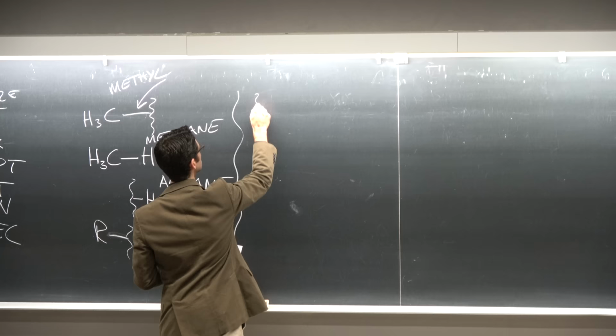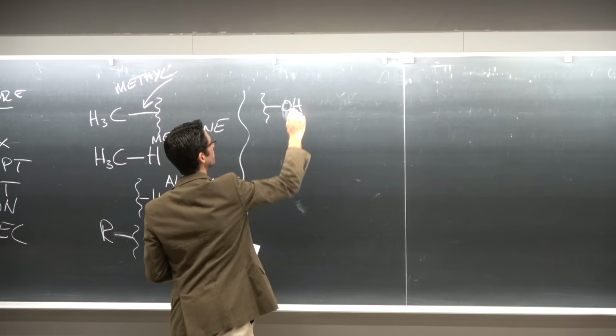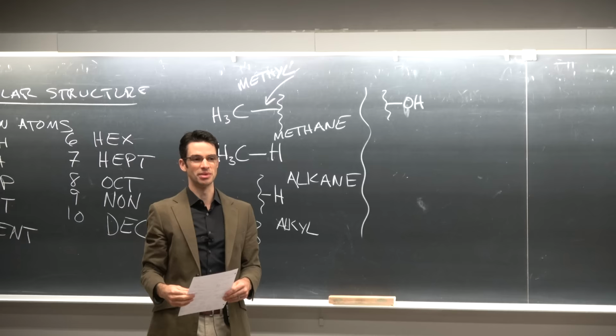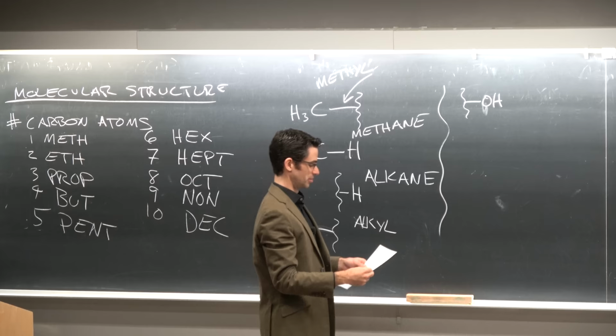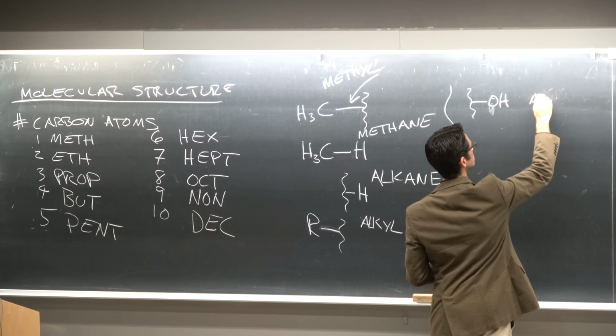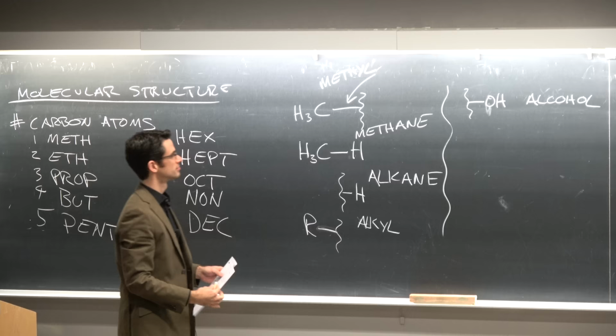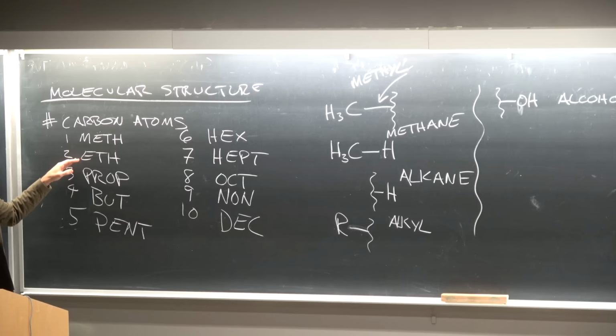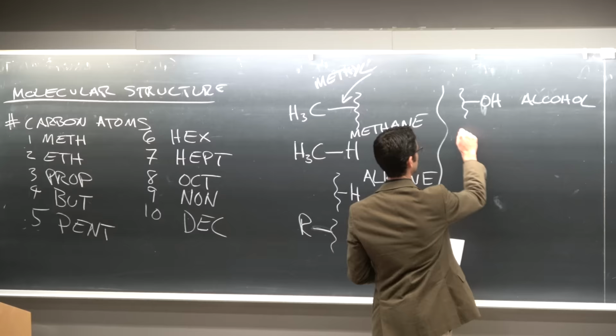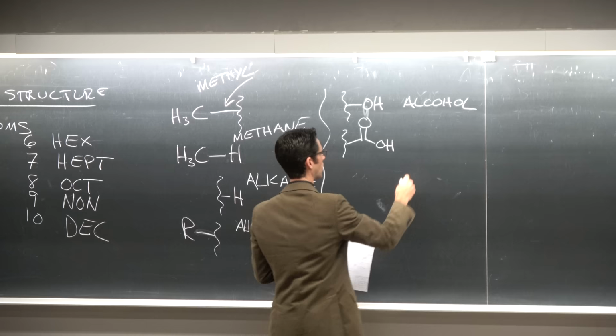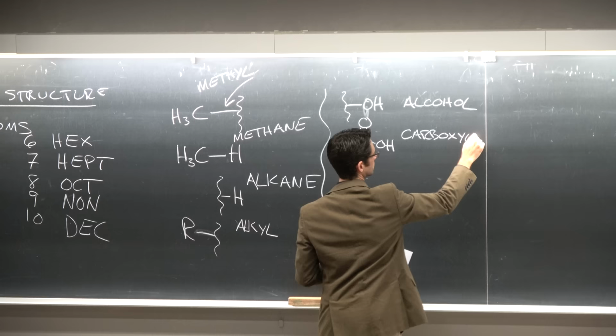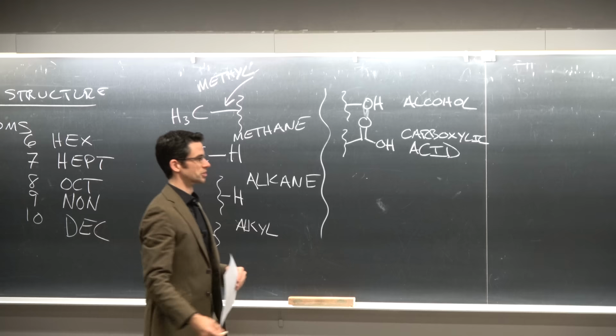So we have just a couple of groups that are by far the most common. They say that the best way to learn a new language is to memorize the most common 1,000 words. Well, these are the three most common functional groups. Alcohol. Ethanol makes you happy. Methanol makes you blind. This is a carboxylic acid, or just an acid, an organic acid.